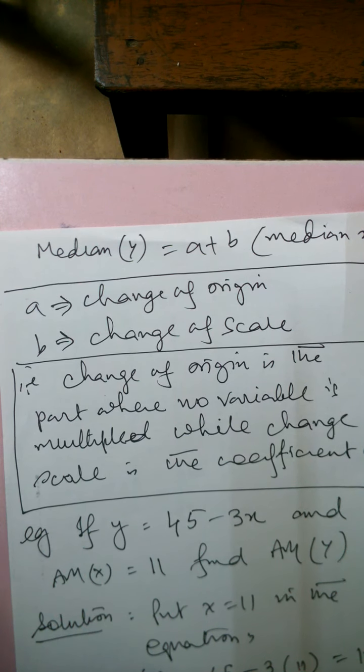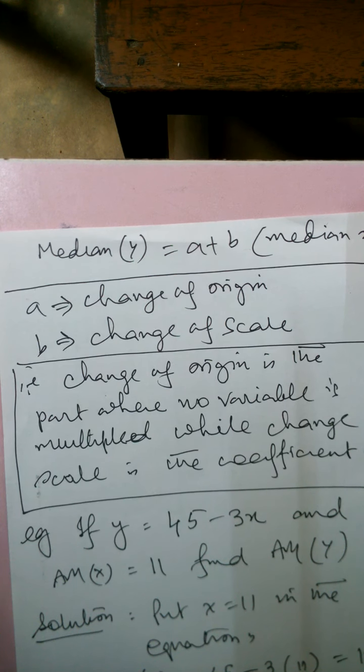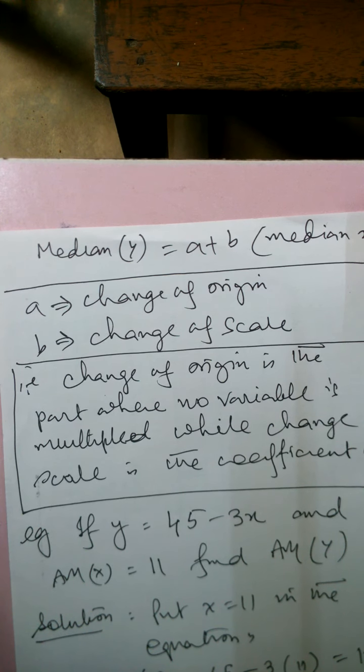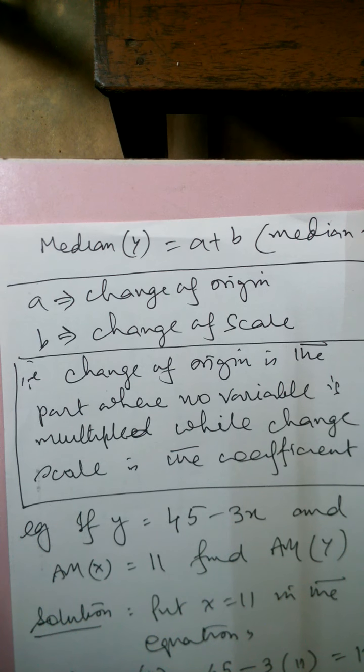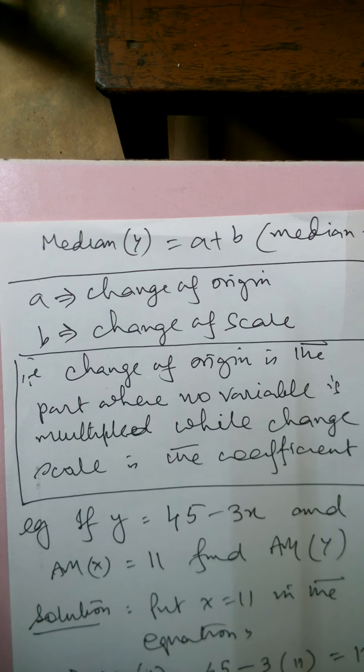And b is multiplied with x, the coefficient of x, that is called the scale change amount. Not very important, it's a theoretical point. Change of origin, change of scale, it's theory. So what is the practical sense of this topic? The practical sense is very simple.